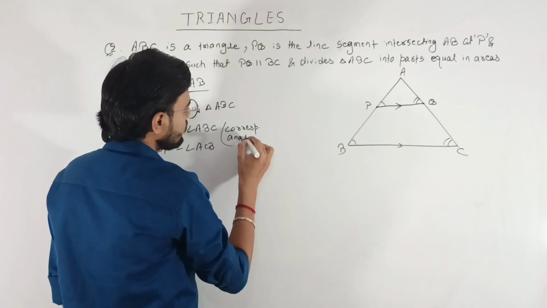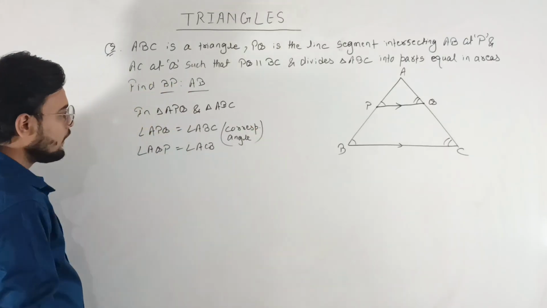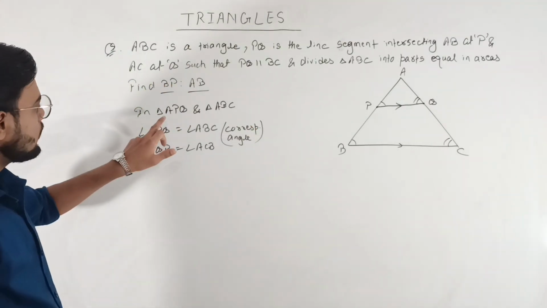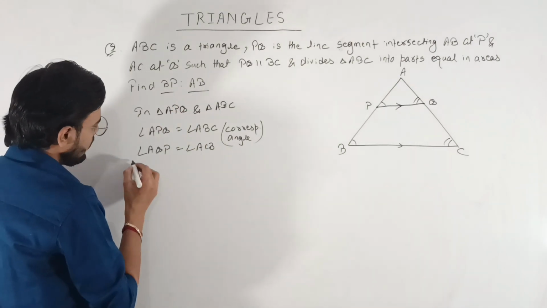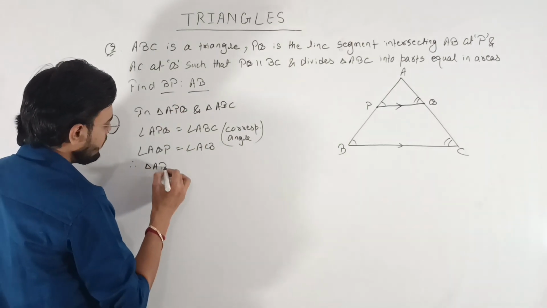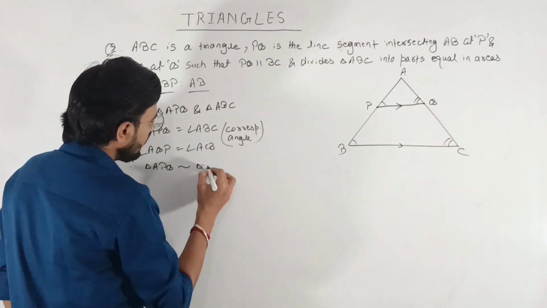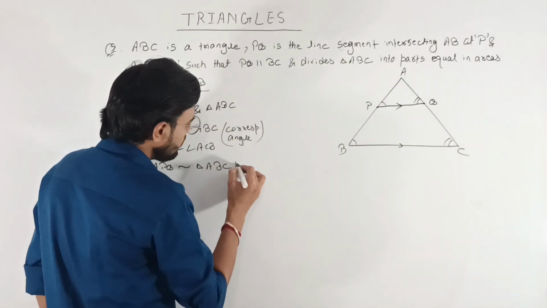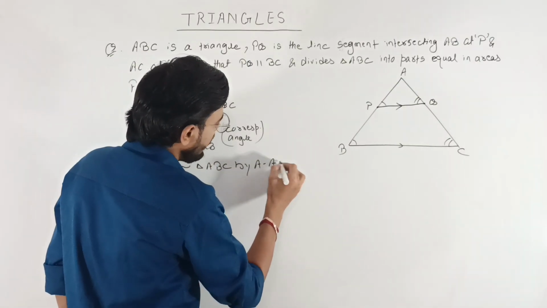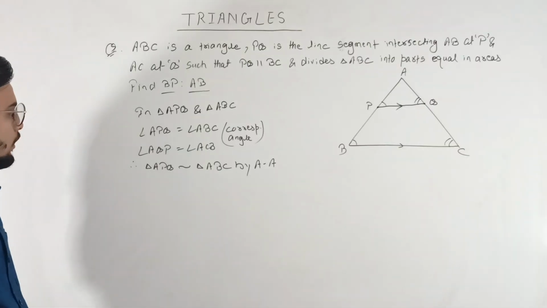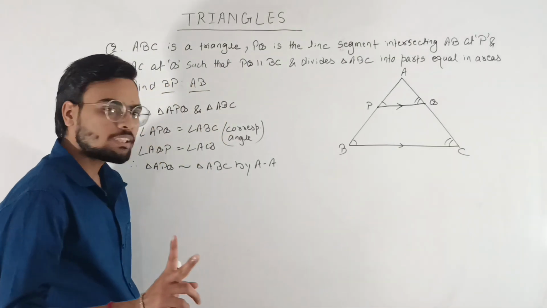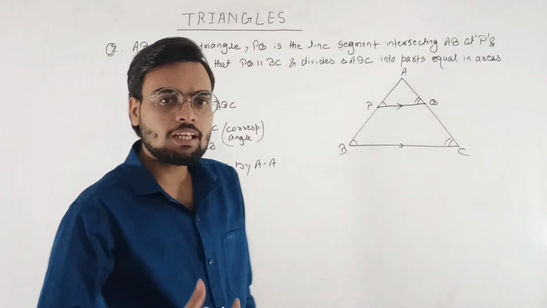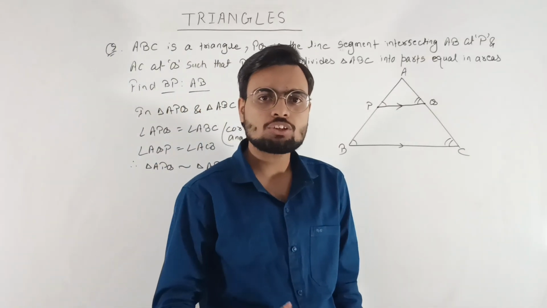Corresponding angle. Then these two triangles APQ and ABC are similar by angle. Therefore, triangle APQ is similar to triangle ABC by angle similarity. Now, what happens to the area of two triangles when they are similar? Two things happen. First, the ratio of their areas is equal to the square of the ratio of their proportional sides.